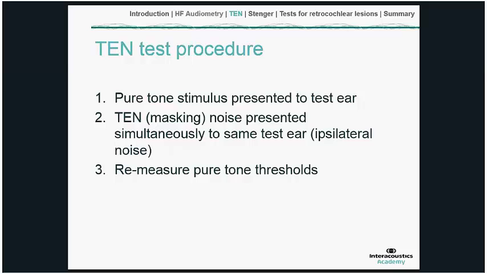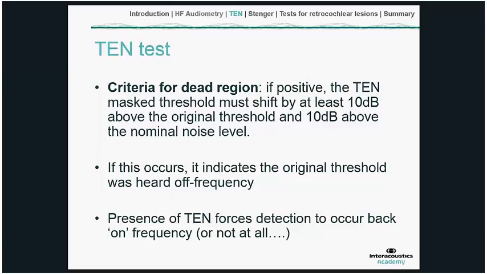So briefly, the procedure would be to do the pure tone audiogram as previously. If you suspect that there's a dead region, you could do a spot test at, for example, 3 or 4 kilohertz. Then you'd apply the masking noise and remeasure the pure tone thresholds. If the pure tone thresholds change in the presence of the TEN noise by 10 dB or more, then that indicates that there was off-frequency listening occurring. It may be that, if there was a dead region, there is no detection at all now, because the dead region is essentially a profound hearing loss.